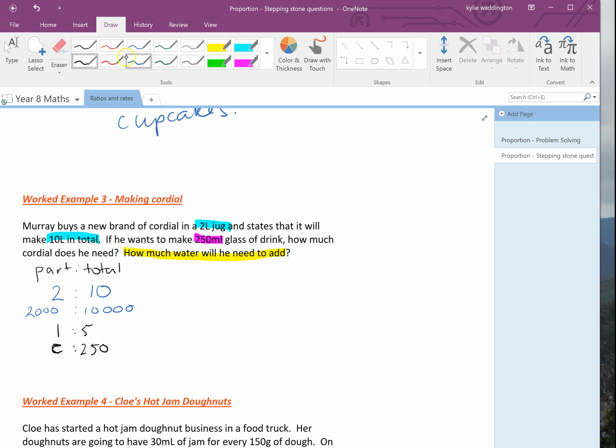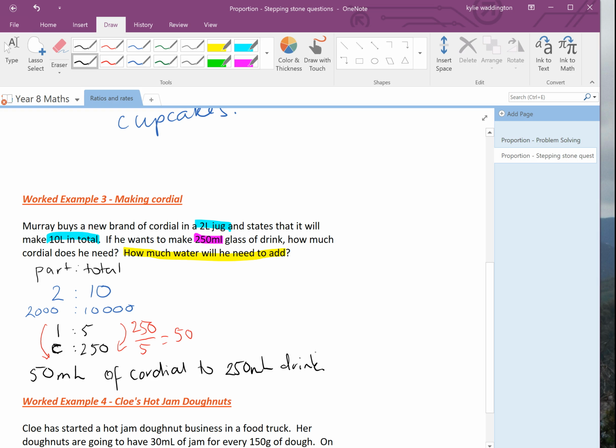So I go over here and I divide 250 by 5. And that gives me 50. Which means we need to multiply this side by 50. So the answer is Murray needs to use 50 milliliters of cordial to make 250 ml drink.